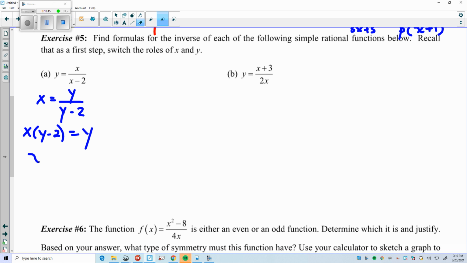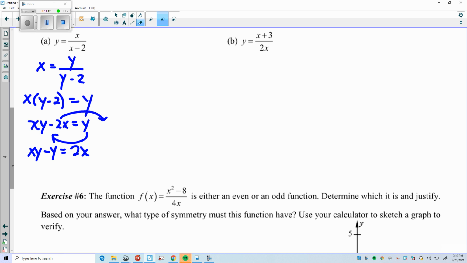Distribute that x through, so we have xy minus 2x. And I want to get y's together. Okay, so no matter what, I got to get y's by themselves. So what I'm going to do is I'm going to subtract over the y, but I'm going to add over the negative 2x. So we have xy minus y. Now adding over the 2x, now I can see my y's are all on one side of the function. This allows me to factor out the y. Remember, we're trying to get y by itself.